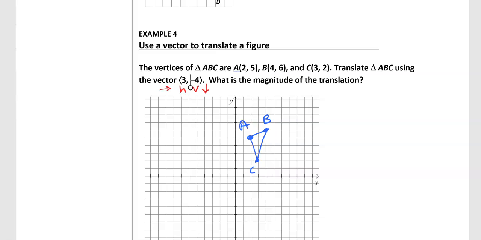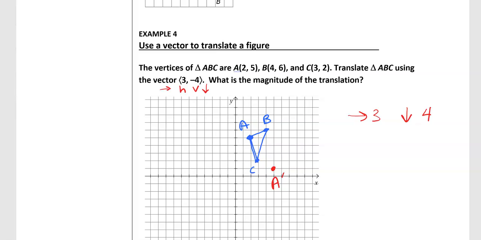All right, so in order to translate it, we can simply count. So we can go like this. From A, I'm going to move horizontally 1, 2, 3, and then down 4. So if I go over 3, 1, 2, 3, and then 1, 2, 3, 4, I land right here for A prime. Okay, so to the right, I'm going to the right 3, and then I'm going down 4.